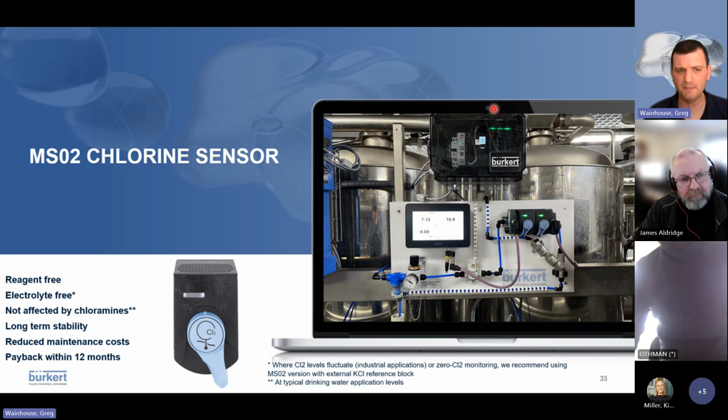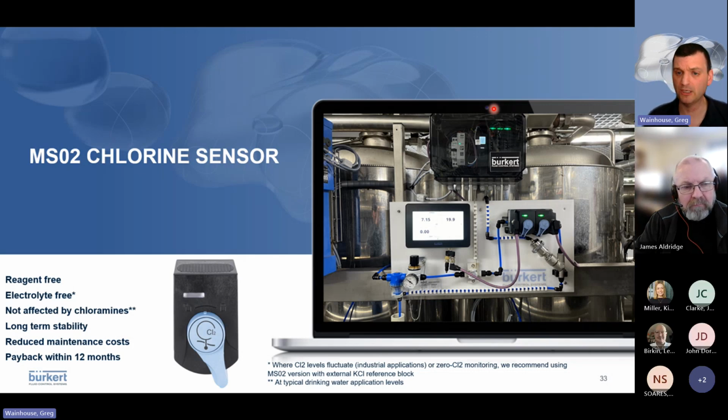We've not really touched on chloramines. This is where the chlorine binds with other compounds and can become a harmful process where you actually have to introduce more chlorine to treat the chloramines as well. We're not affected by chloramines at drinking water levels, at least anyway.